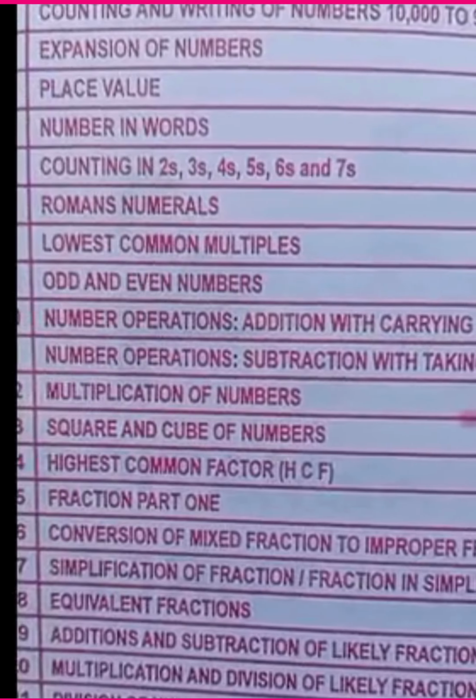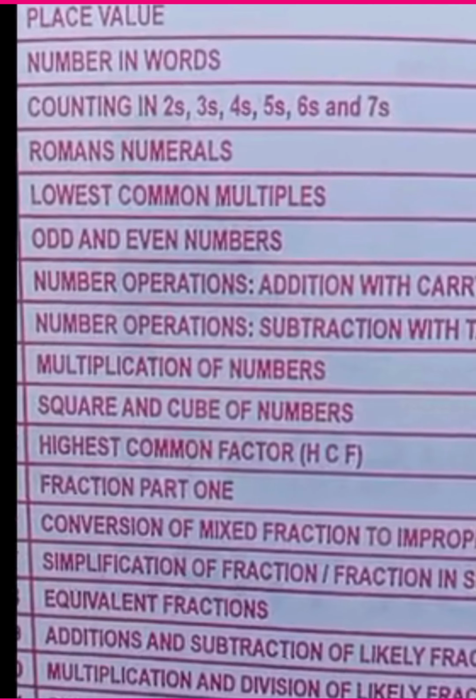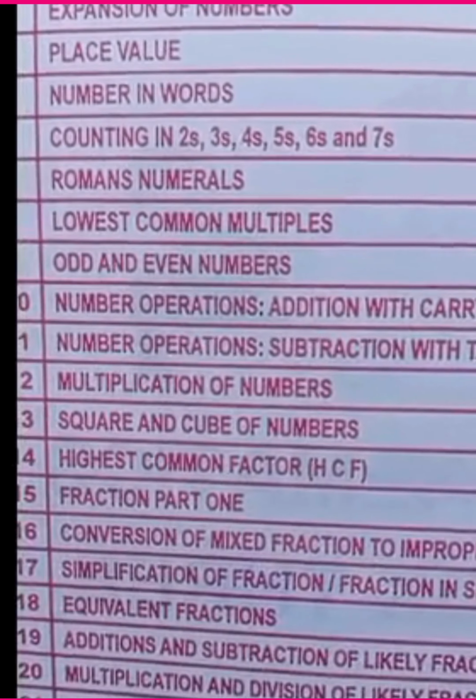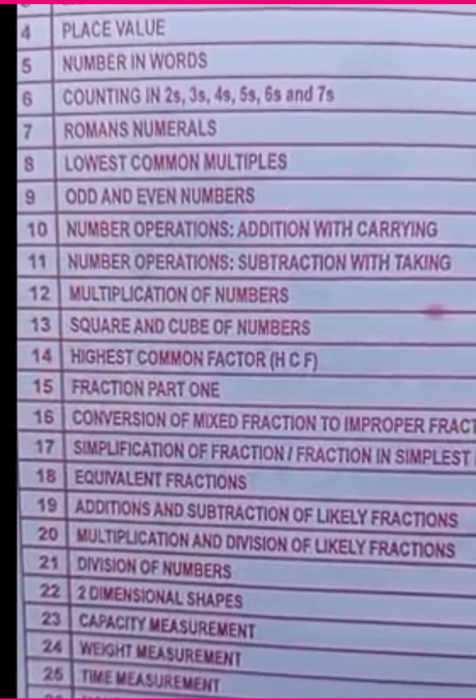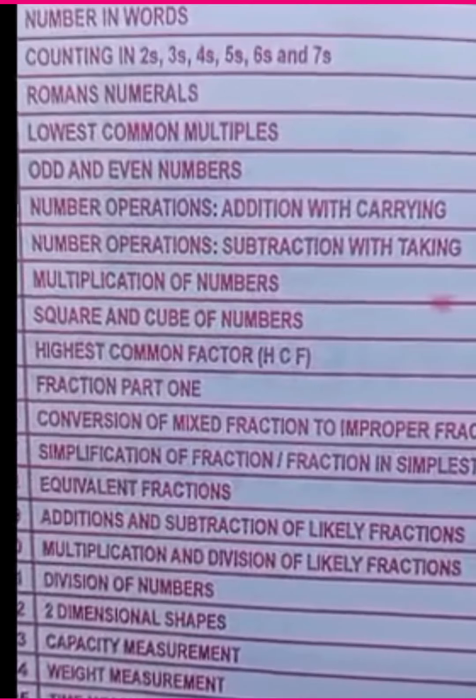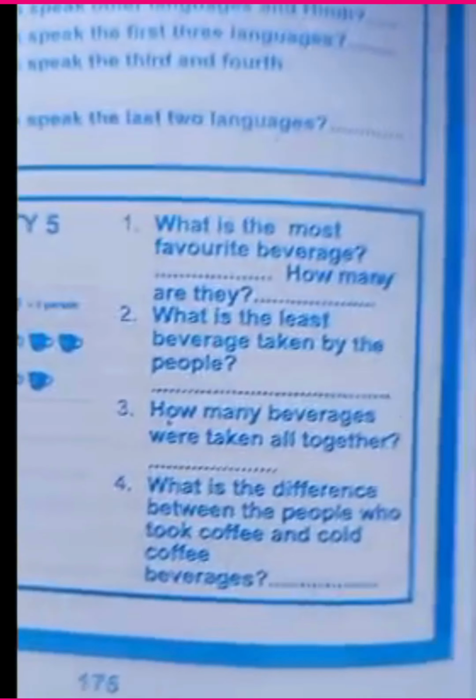In the table of contents, we have place value, numbers in words, counting in twos, Roman numerals, LCM, odd and even numbers, number operation, multiplication of numbers, square and cube of numbers, and so on and so forth. Yes, let's move on. This is chapter 1 of the book, and the book commences from page 1 to the last page, page 175. So let's look at some work that was done in the book.